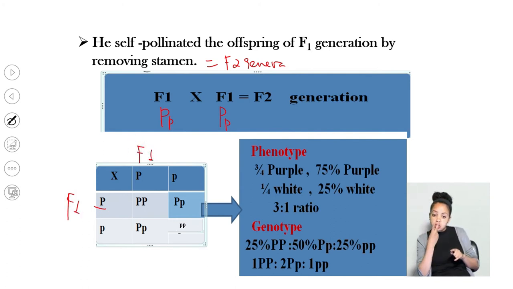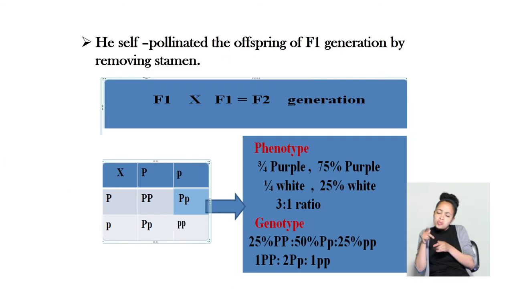Capital P, small p: one allele from the purple, the other allele from the white. One allele from the purple, the other allele from the white. Then, capital P goes with capital P to give capital P capital P. And again, capital P small p, and again capital P small p, and again capital P small p. And small p with small p gives small p small p.